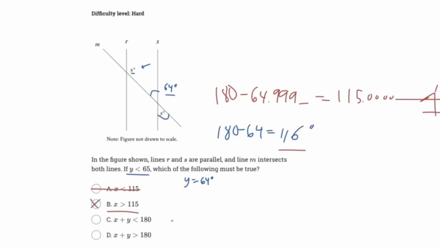C says X plus Y has to be less than 180 degrees and D says X plus Y has to be greater than 180 degrees. Well, we just proved it here, right? We said that if Y, we could just name it 64 degrees. Vertical angles, this is 64 degrees. We find that X would have to be 116 degrees. 116 plus 64 is 180 degrees. And so neither C nor D is correct, because X plus Y will always be equivalent to 180 degrees.